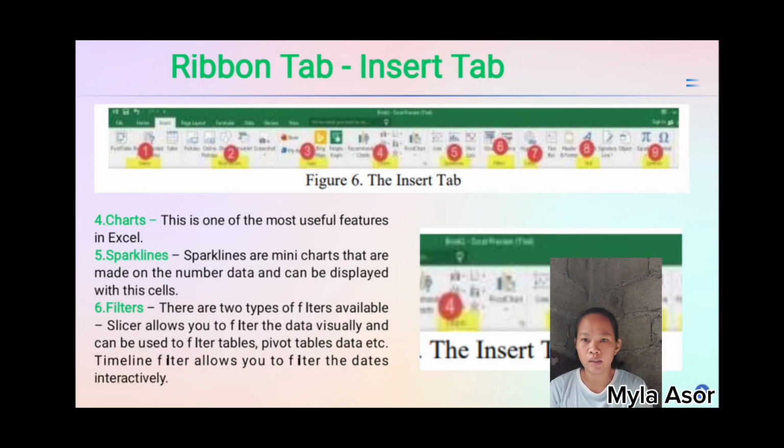So number 4 is charts. This is one of the most useful features in Excel. Recommended charts, allowing Excel to suggest the best chart type, and various chart types: pie charts, line charts, column charts, and more. Customizing charts to suit specific needs. So number 5 is sparklines. So this feature are mini charts that are made from the number data and can be displayed within the cells.